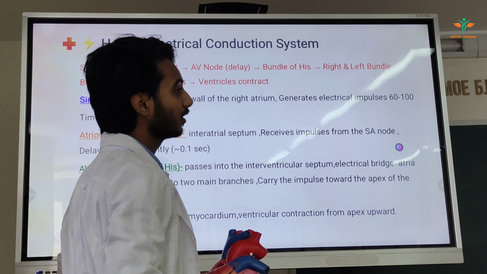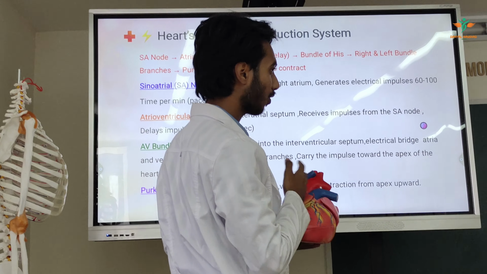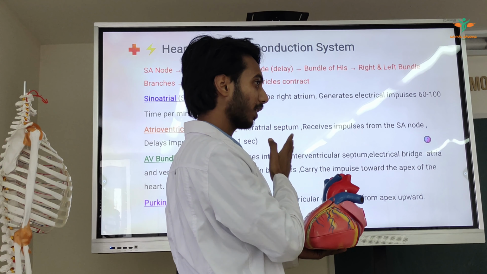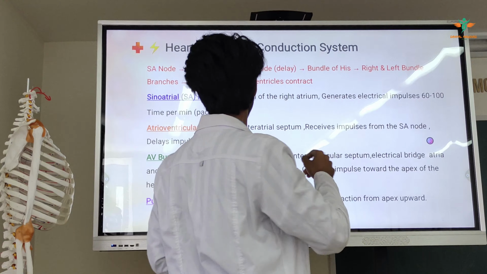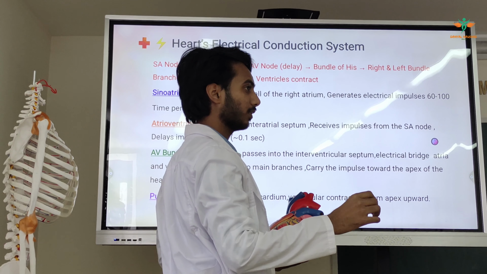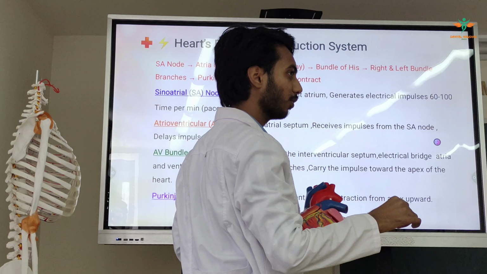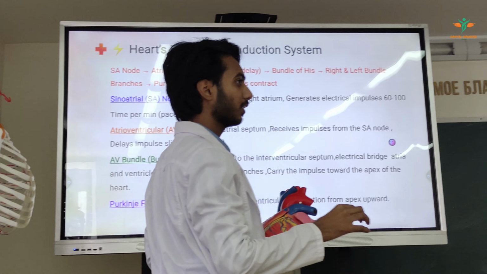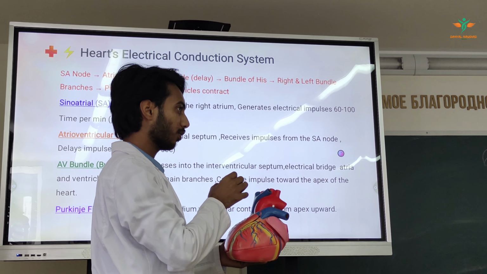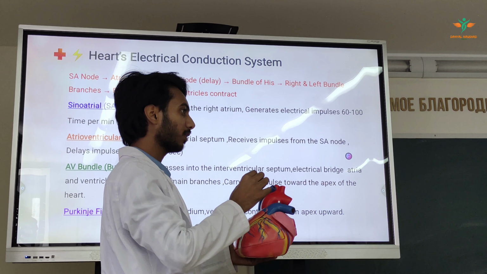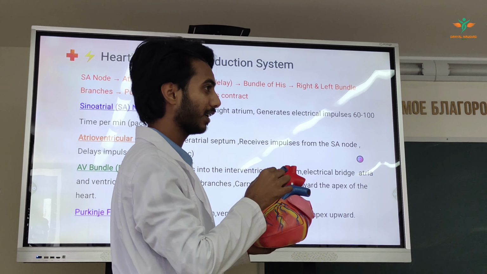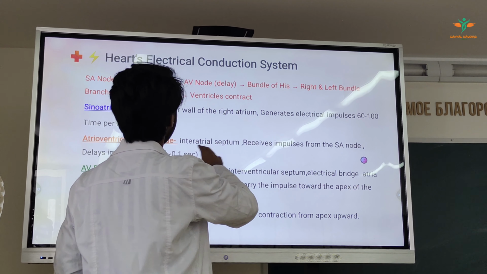Heart electrical conduction system. It starts from the SA node, which is present in the right atrium, on the upper right side. Firstly, the SA node generates an electrical impulse, 60 to 100 per minute as normal. Then it goes to the AV node, the atrioventricular node. This is present near the ventricular septum, in the lower left corner of the right atrium.